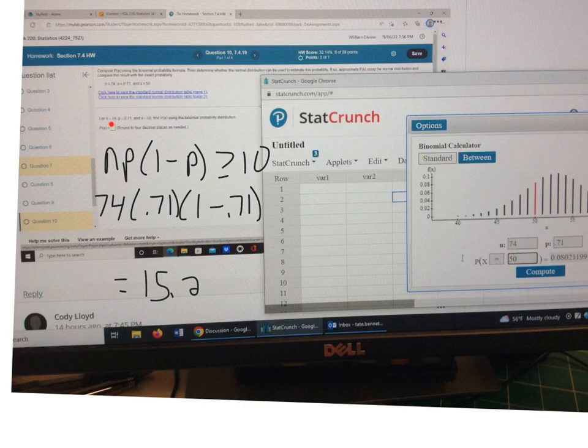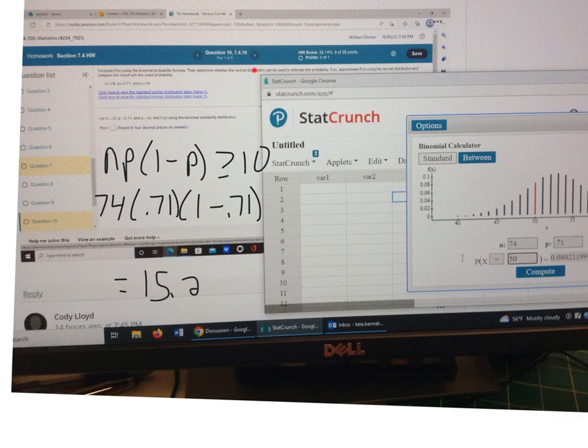n is 74, p is 0.71, and x equals 50. So we put x equal to 50 in here, click Compute. It comes out to 0.0802 if we round to 4 places. So that'd be the probability of getting 50.